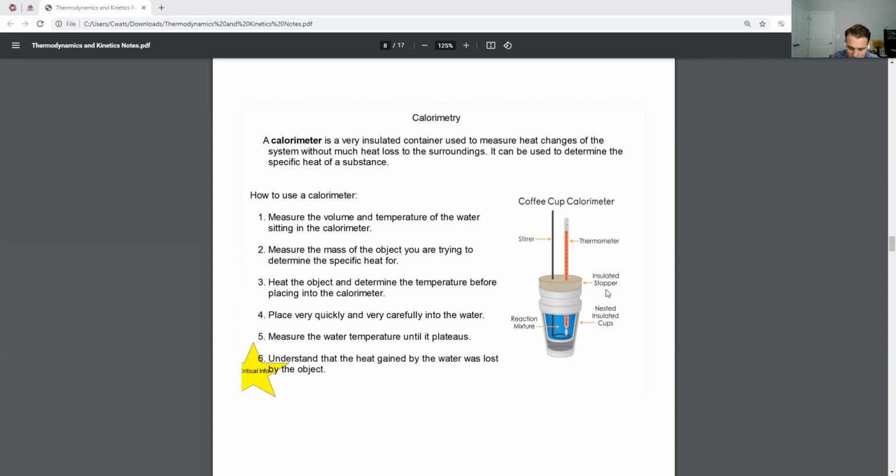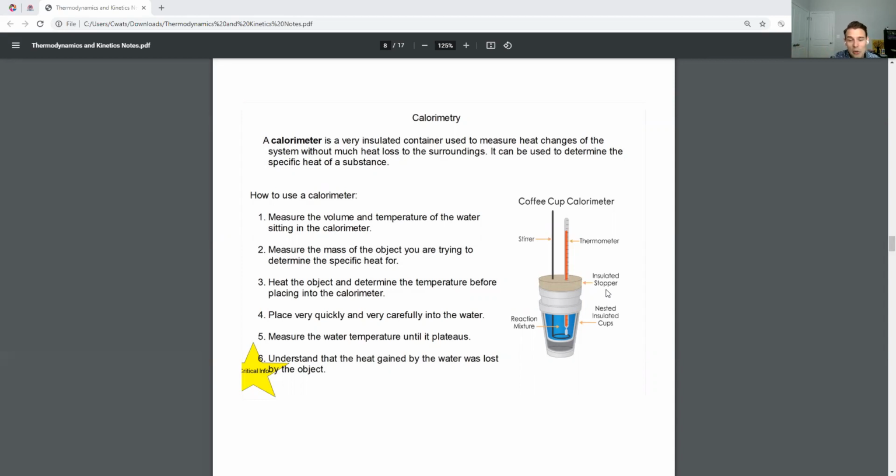So how do we use a calorimeter? First we measure the volume and temperature of the water sitting in the calorimeter. Then we measure the mass of the object that we're trying to determine the specific heat for. We then heat up the object and determine the temperature before placing it in the calorimeter. We very carefully and quickly put it into the water and measure the water temperature until it plateaus.